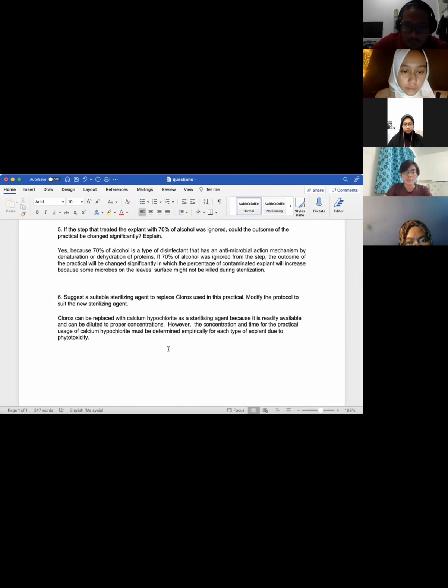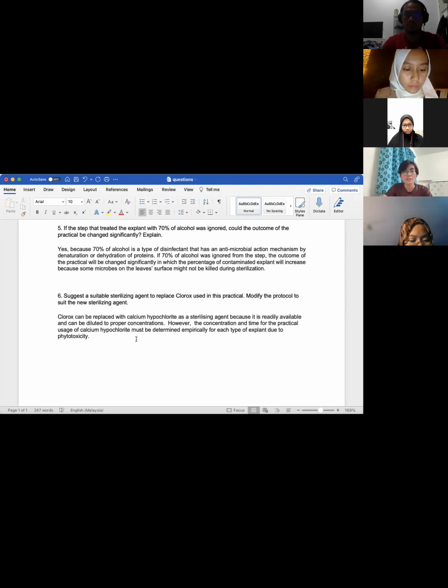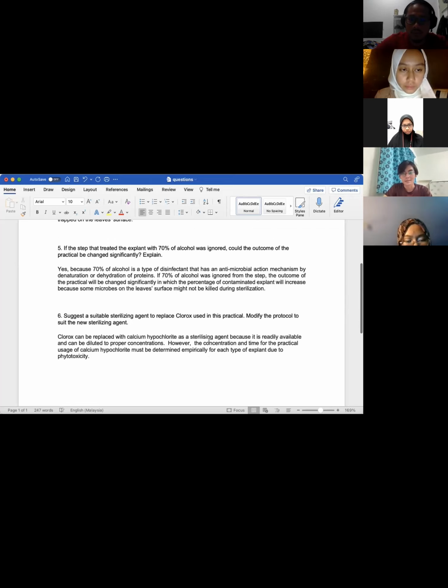It says, suggest a suitable sterilizing agent to replace Clorox used in this practical. Modify the protocol to suit the new sterilizing agent. My answer is Clorox can be replaced with calcium hypochlorite as the sterilizing agent because it is readily available and can be diluted to proper concentrations. However, the concentration and time for practical usage of calcium hypochlorite must be determined empirically for each type of plant due to phytotoxicity. So that's my part.